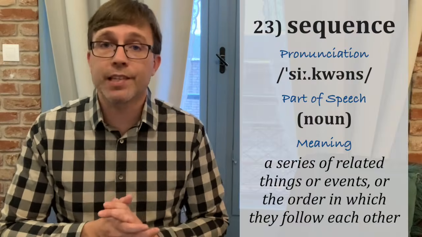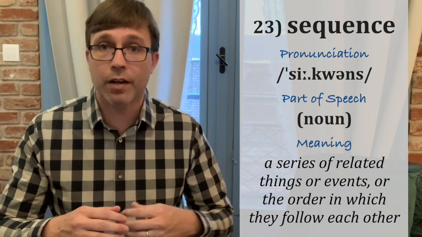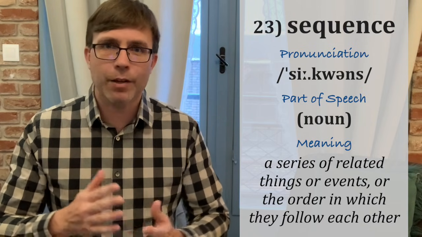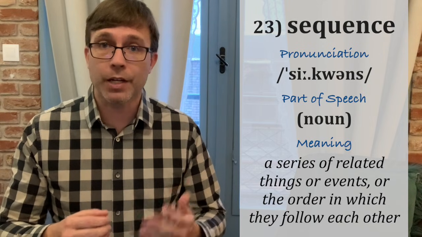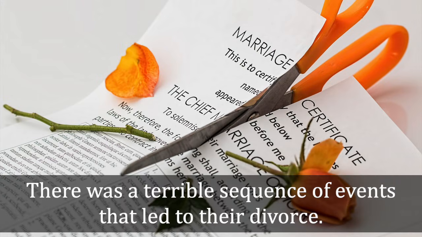Then we have the word sequence. This is a noun, and it's talking about a series of related things or events, and really like the order in which they follow each other. And that's actually a common phrase, a collocation that people will use. They're talking about a sequence of events. There was a terrible sequence of events that led to their divorce.